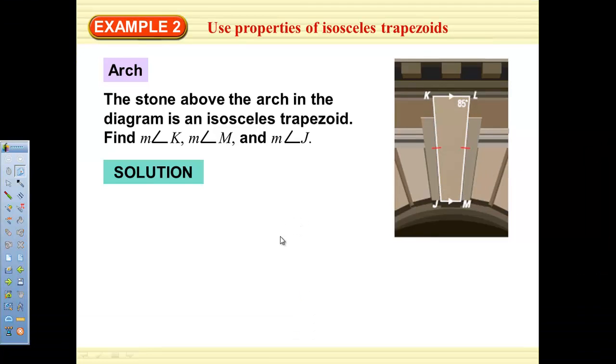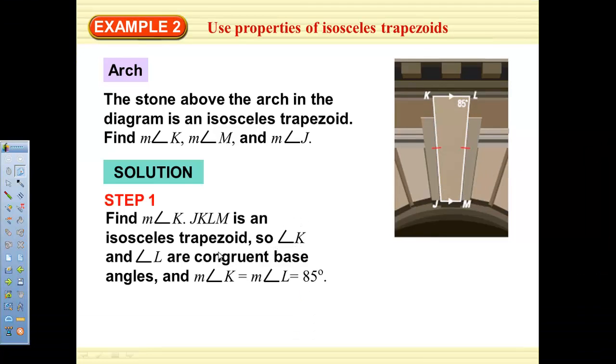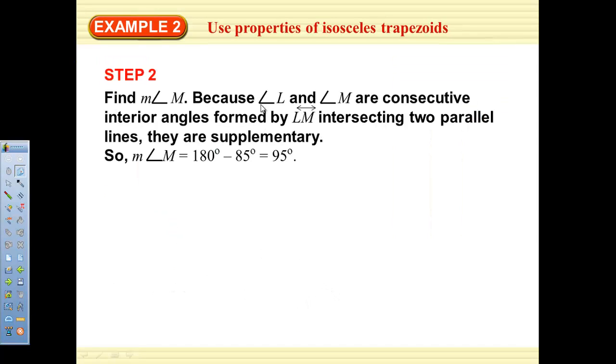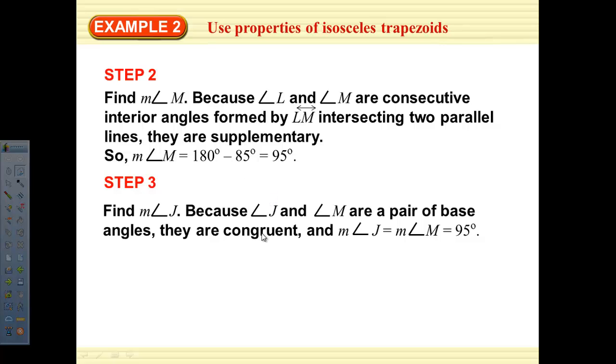So again, we know K and L are congruent base angles, so they're both 85. For L and M, we know they're consecutive interior angles, so to find M, we would subtract 85 from 180 to get 95. And J and M will be congruent because they're base angles, so they're both 95.